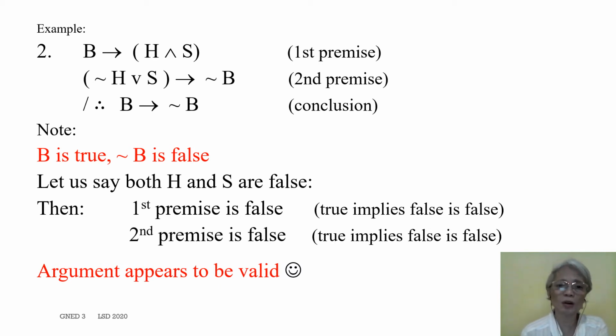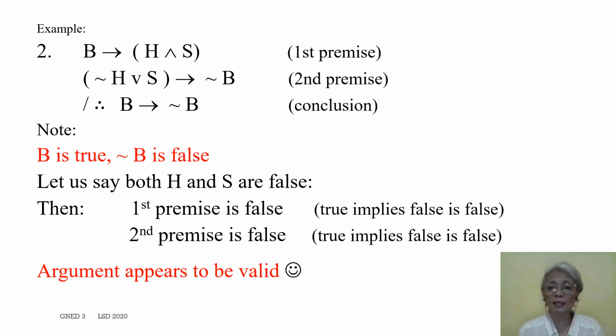But for the sake of discussion, let us try to find out the value of the second premise. Remember, H and S are both false. Therefore, not H is true. Therefore, this disjunction is true and not B is false. So, true implies false is also false. So, in fact, the two premises have false truth values. Again, the argument appears to be valid.